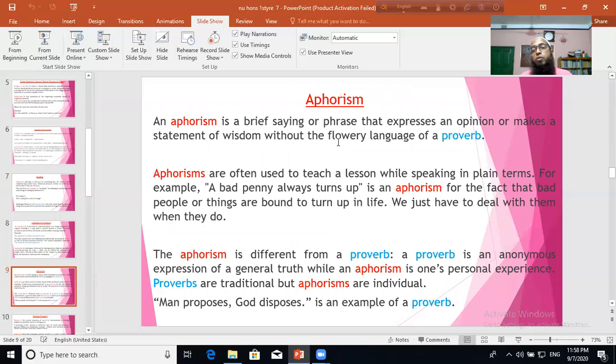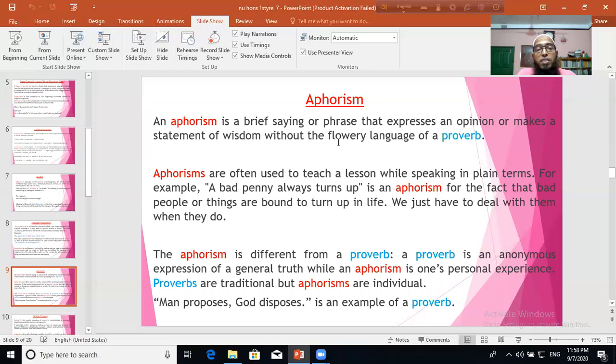You are very much familiar with Francis Bacon. You have a text of his, Of Studies, and over there you learned what an aphorism is, I think. An aphorism is a brief saying or phrase that expresses an opinion or makes a statement of wisdom without the flowery language of a proverb. So in a proverb, there is flowery language. There is a difference between aphorism and proverb. You should not mix up these two things.